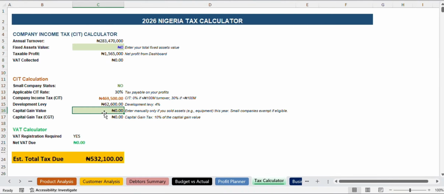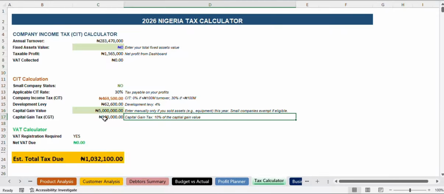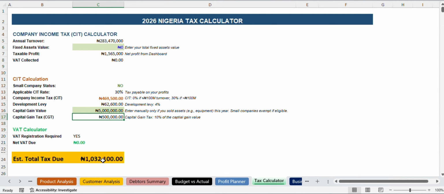Let's say we sold and we made 50 million from a transaction. Oh no, sorry, this is 5 million. So we made 5 million from that transaction, and 10% of it is 500K. You see, your total tax due, which you're going to send to the government, is different.